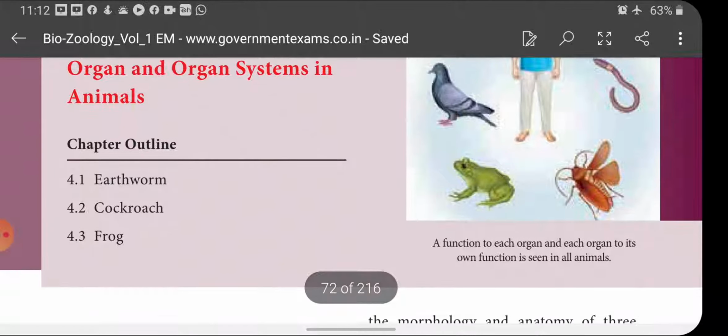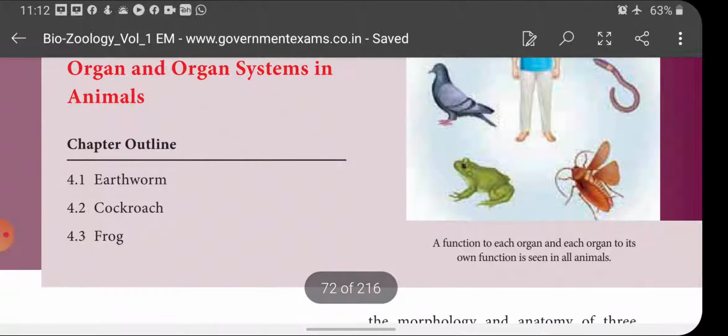You are being introduced to understand the morphology and anatomy of three organisms placed at different evolutionary levels to show their organization and functions. Morphology refers to the study of form or externally visible features. The word anatomy is used for the study of internal organs in the animals. This chapter deals with the morphology and anatomy of invertebrates represented by the earthworm and cockroach, and the vertebrates represented by the frog.